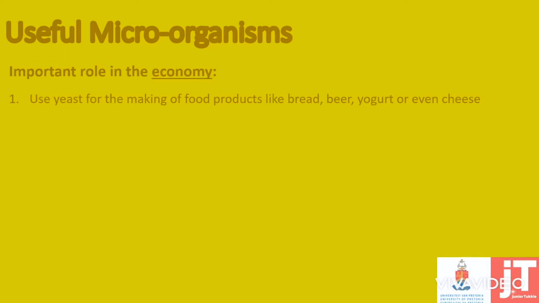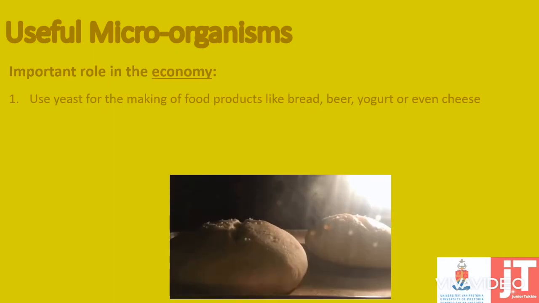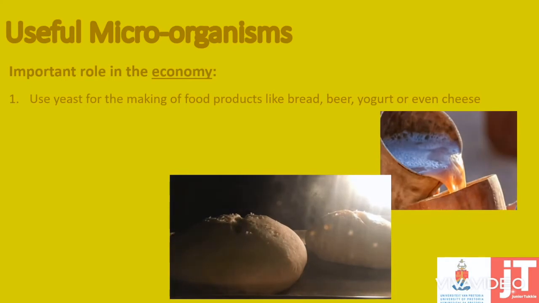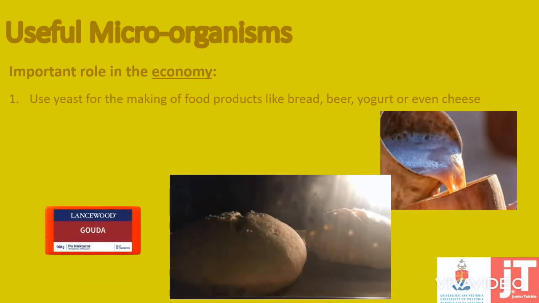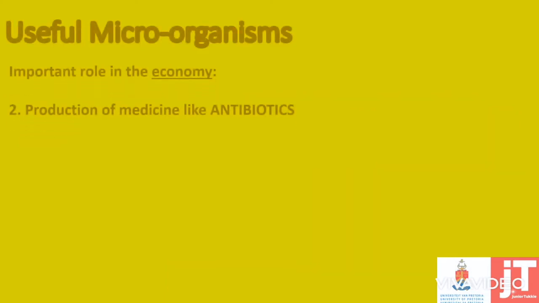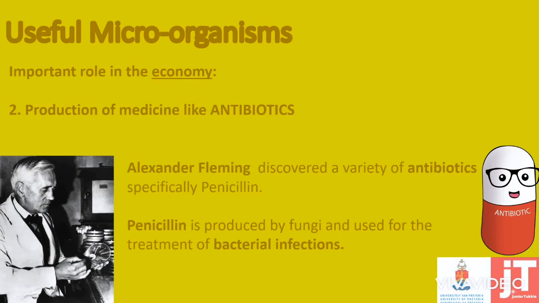So it helps us to make bread rise as it produces carbon dioxide. We then also use it in traditional African beers, I hope I'm saying it correctly, komboti, and then also the amazing amazi. And then also, very, very important, for the production of medicine like antibiotics. It is very important to remember that Alexander Fleming discovered a variety of antibiotics, especially penicillin. So penicillin is produced by fungi and it is used for the treatment of bacterial infections only.